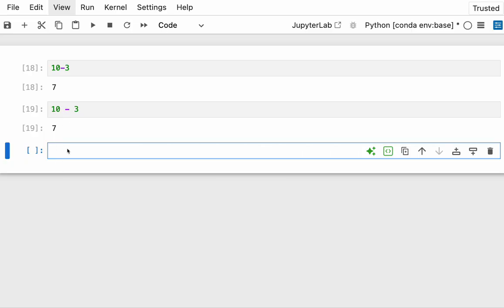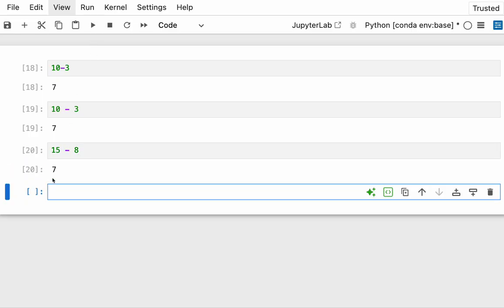Let's do 15. So we have 15 minus 8. Can you guess the answer? 15 minus 8. I'll just run it now, and we got 7. So the same as the one above. 15 minus 8 is 7.